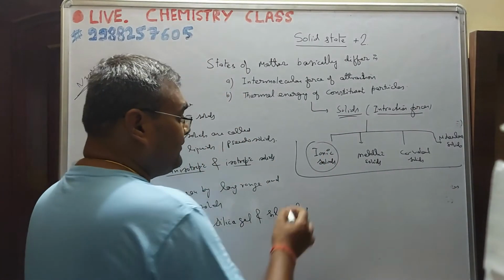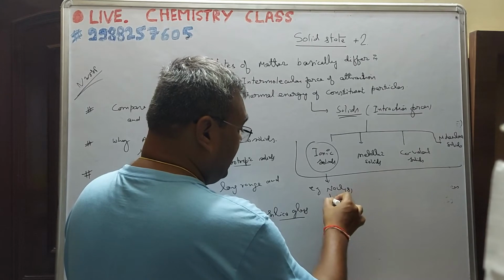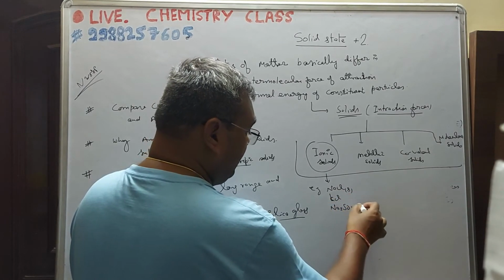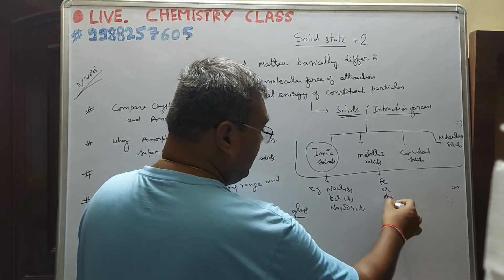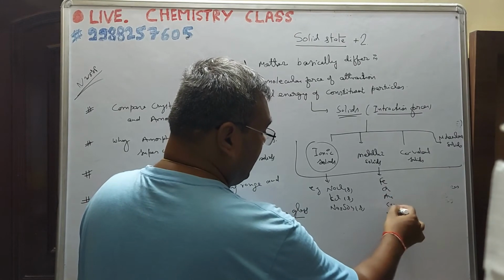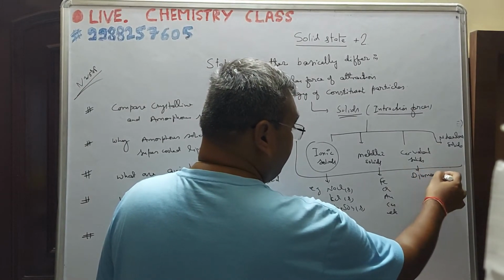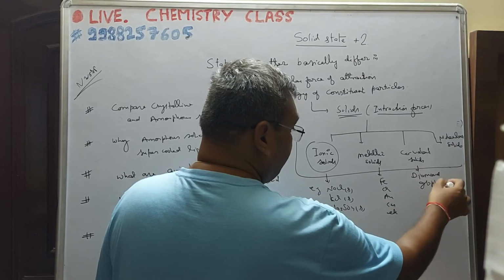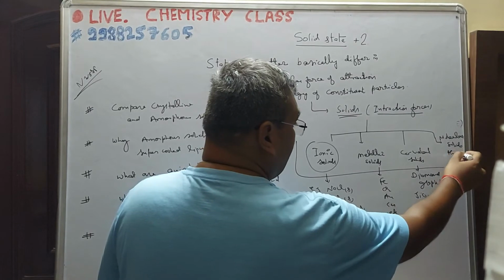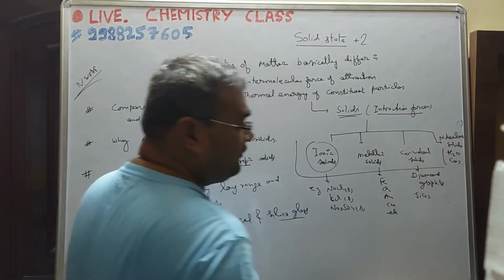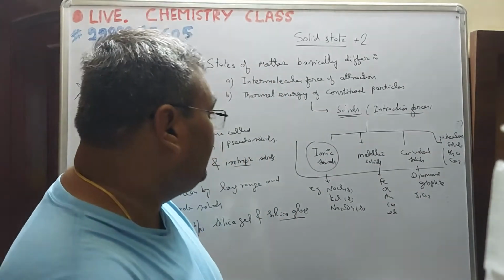What should be the examples? Ionic solids examples, you know, common salt, KCl, Na2SO4. Metallic solids like iron, chromium, gold, copper, like this. These are the metallic solids. Covalent solids, diamond, graphite, silicates, and molecular solids like ice, solid carbon dioxide, that is the dry ice. These are molecular solids. So this is another classification.